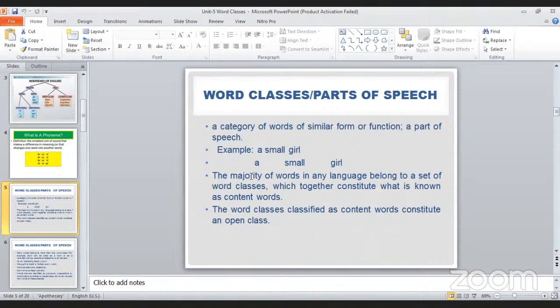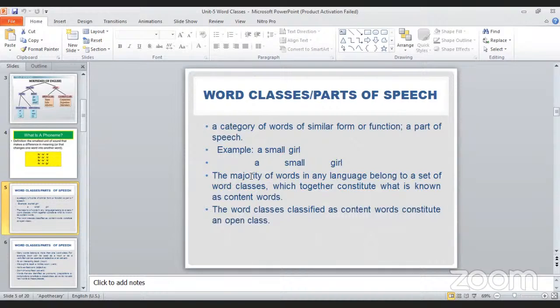So the majority of words in any language belong to a set of word classes which together constitute what is known as content words. Individually, when you look at these words, they don't give you a specific meaning. But when you put all the words together, you get a meaning. The majority of words in any language belong to a set of word classes, which together constitute what is known as content words.